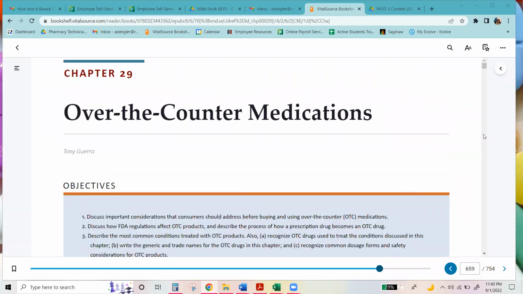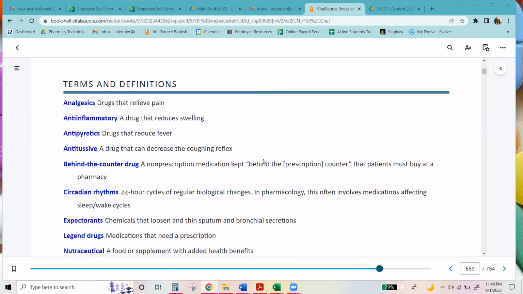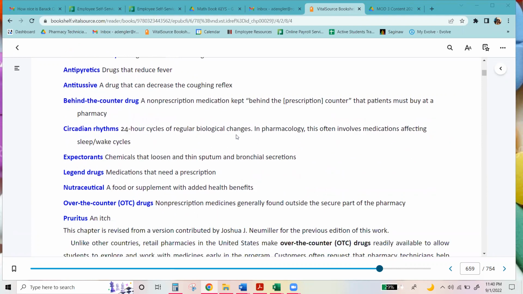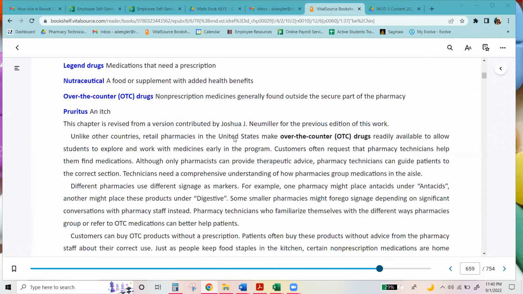Chapter 29, Over-the-Counter Medications. In the beginning of every chapter, we have the terms and definitions. These definitely should be something that you focus on when you're studying and reading through the chapter yourself. We will talk about them in this lecture as we go through it, so I will skip them for now.